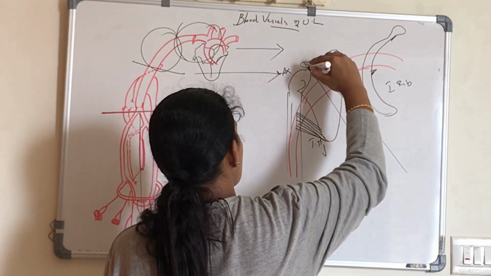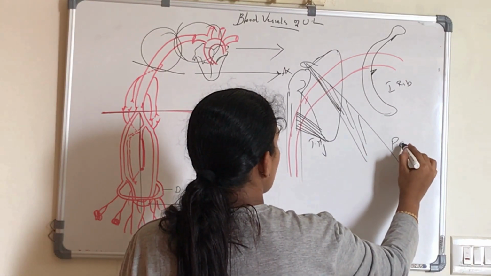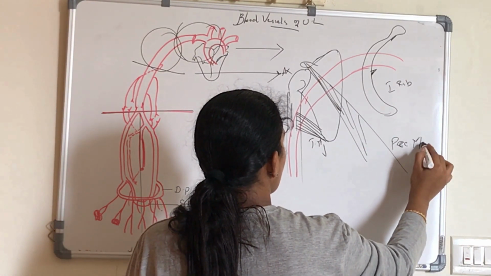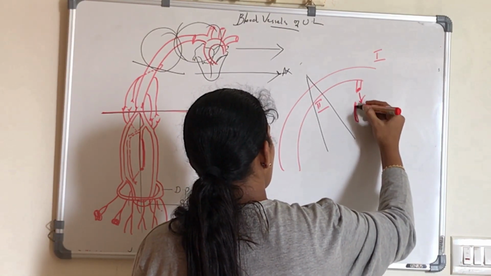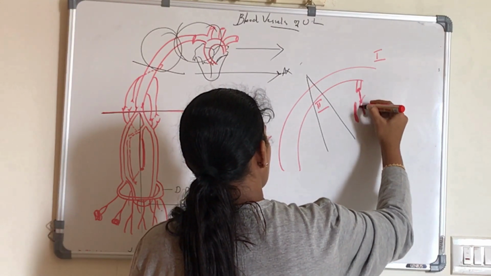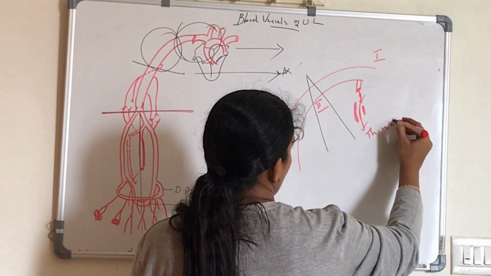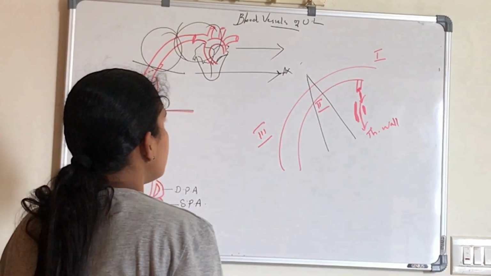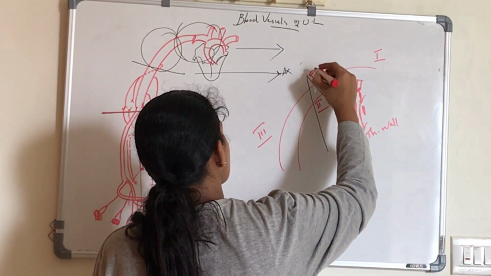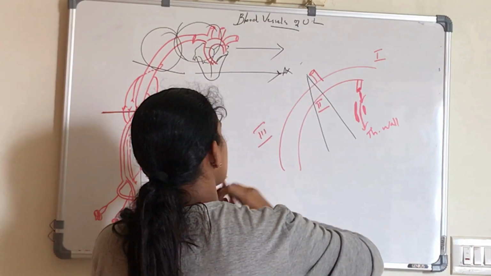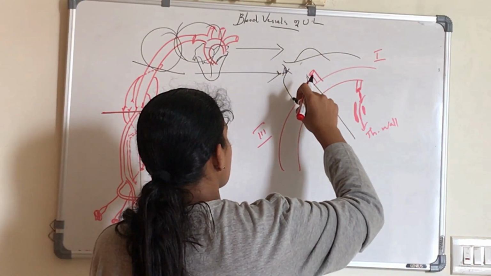What is that muscle attached to the coracoid process? Yes, pectoralis minor. So this pectoralis minor divides the axillary artery into three parts. The first part gives a small branch called superior thoracic artery, which supplies the pectoral muscles and thoracic wall. The second part, near the upper border of the muscle pectoralis minor, gives a branch called acromiothoracic artery.